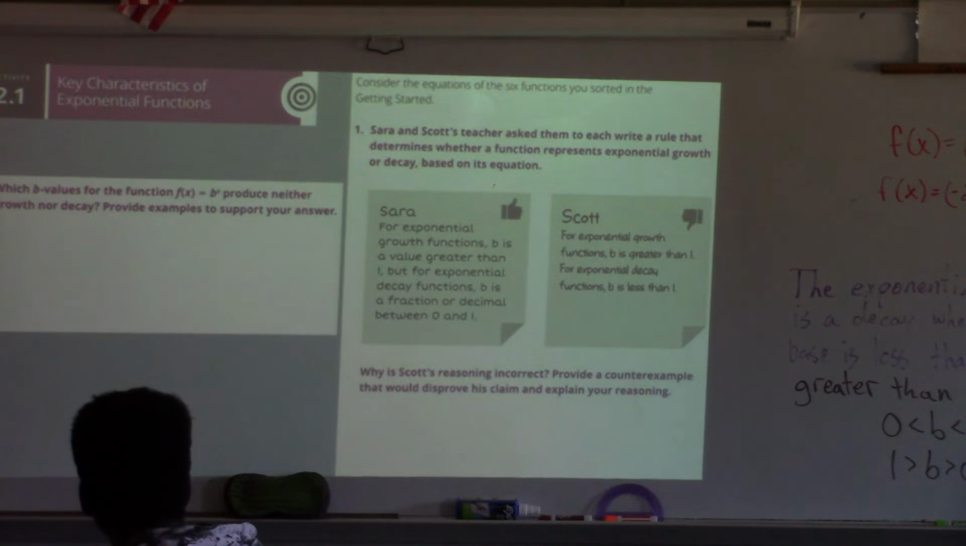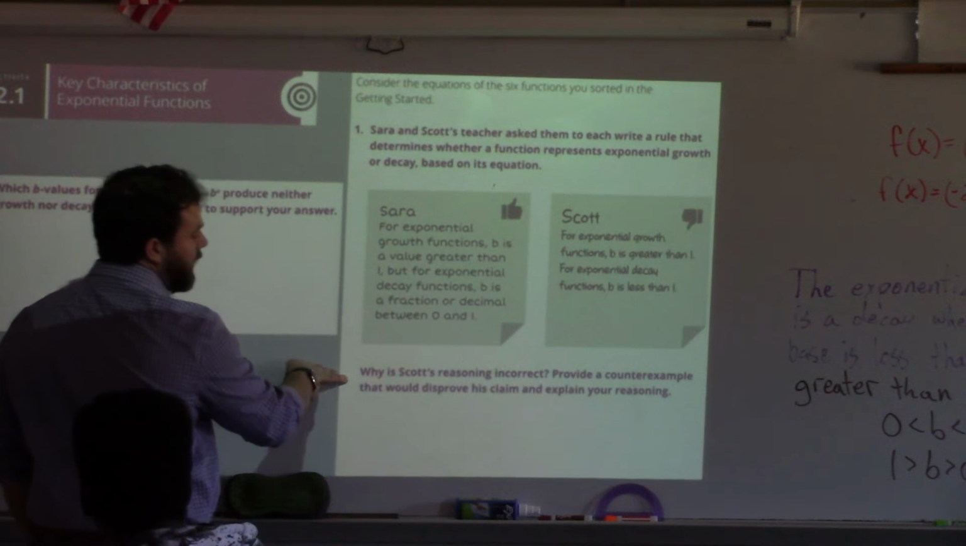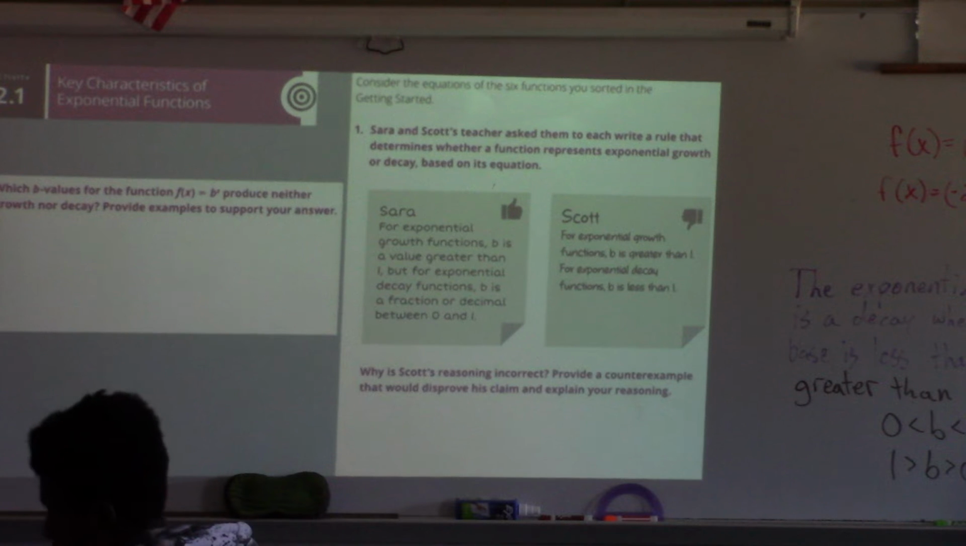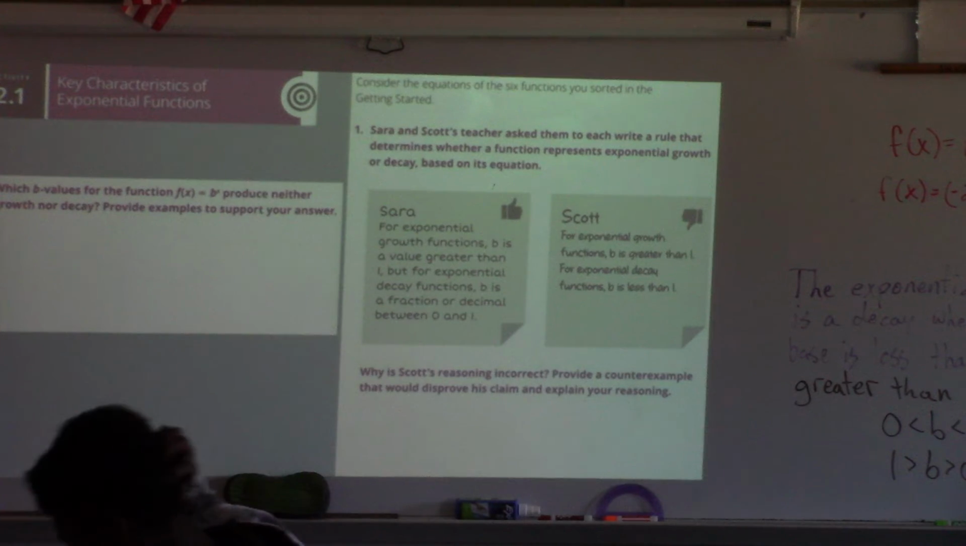Work with your small group to come up with an answer for why is Scott's reasoning incorrect, providing a counterexample that would disprove his claim and explain your reasoning. And then number 2, which b values for the function f of x equals b raised to the x produce neither growth nor decay. We should already have some notes about this, should not take us long. I'll be coming around, please talk with me or throw up your hand if you're completely confused, but let's talk with our groups and get this knocked out ASAP.